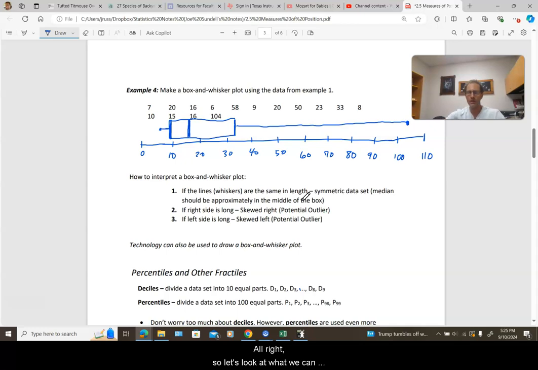All right, so let's look at what we can determine just by looking at a box and whisker plot. So it says if the lines or whiskers are the same in length, then we've probably got a symmetric data set, especially if the median is approximately in the middle. Okay. Now you can see here these are clearly not of equal length, those whiskers, and furthermore the median is not actually in the middle. If the right side is long or skewed to the right, then we have a potential outlier, which I think we already knew. And then if the left side is long, or if it's skewed to the left, then we also have another potential outlier.